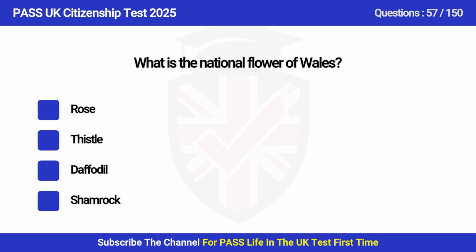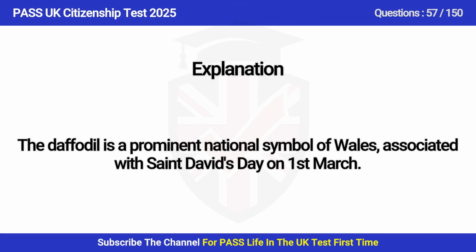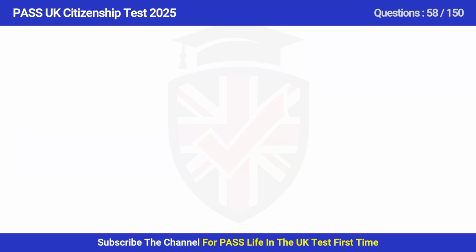Question 57. What is the national flower of Wales? A. Rose, B. Thistle, C. Daffodil, D. Shamrock. Answer is C. Daffodil. The daffodil is a prominent national symbol of Wales, associated with St. David's Day on March 1.